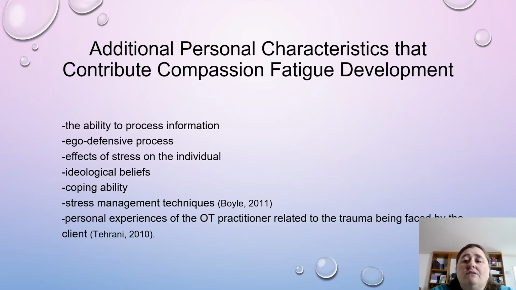Some of the other things are considering the effects of stress on the individual, as everybody deals with stress differently, the person's ideological beliefs, their coping ability, as well as their stress management techniques. If the healthcare practitioner has a personal experience that's related to the trauma that's being faced by the client, then the likelihood of that practitioner developing compassion fatigue also increases.